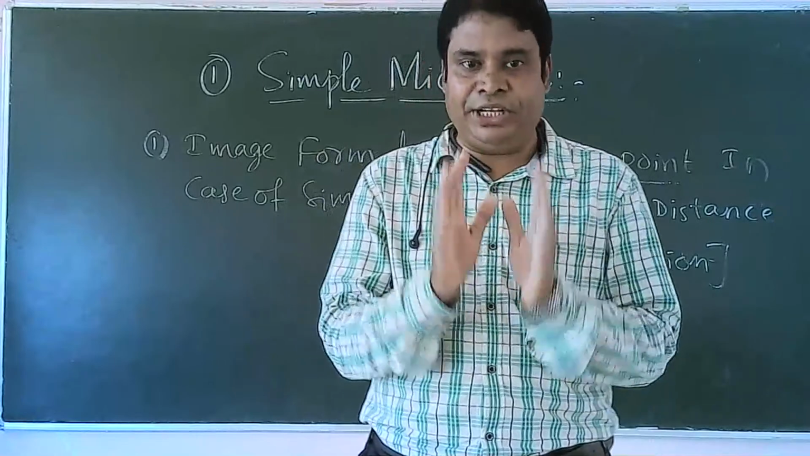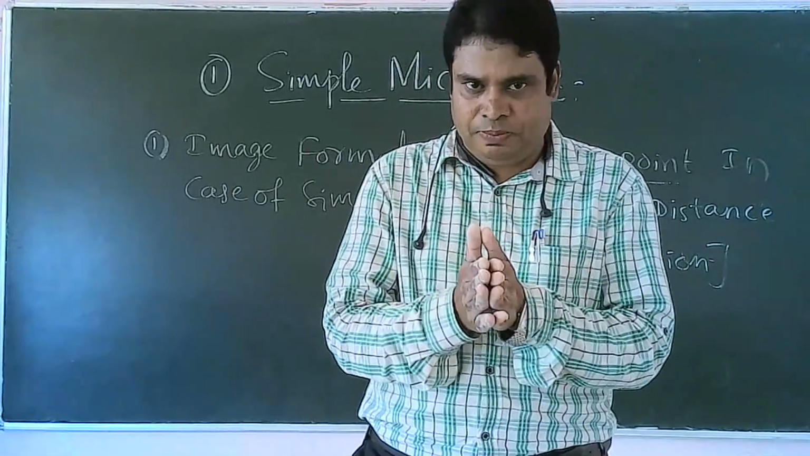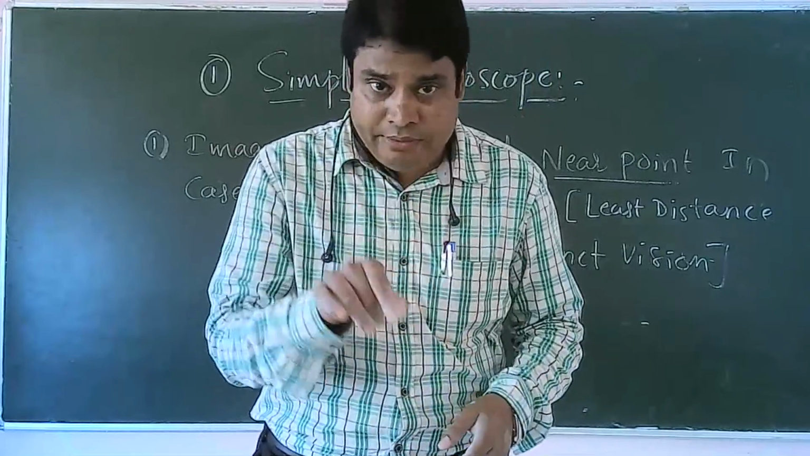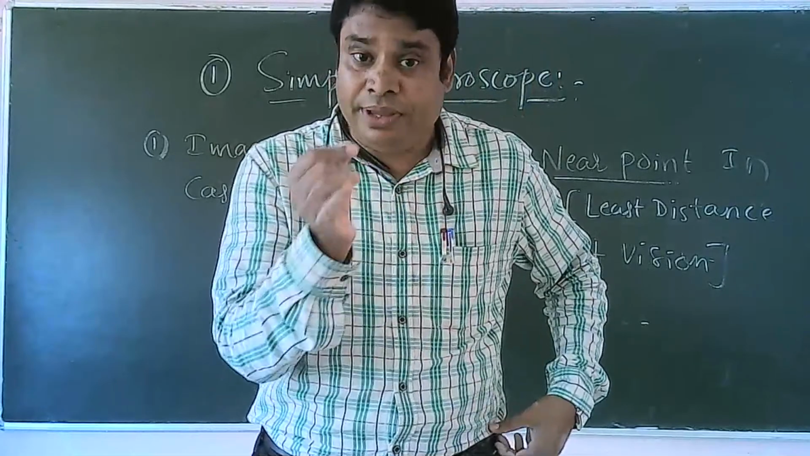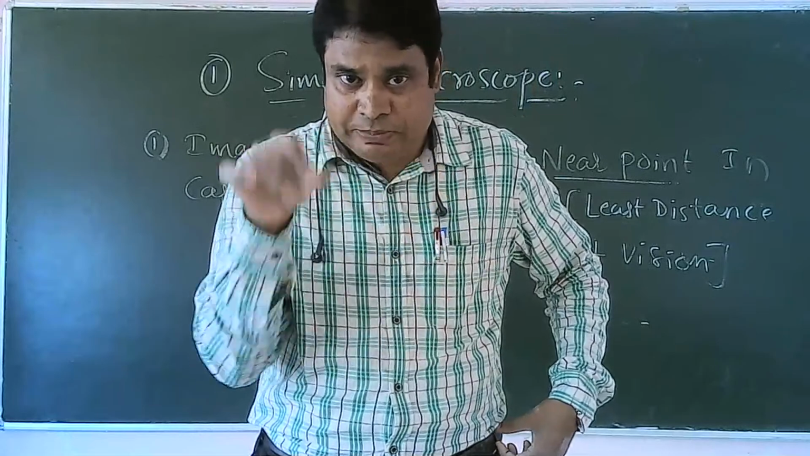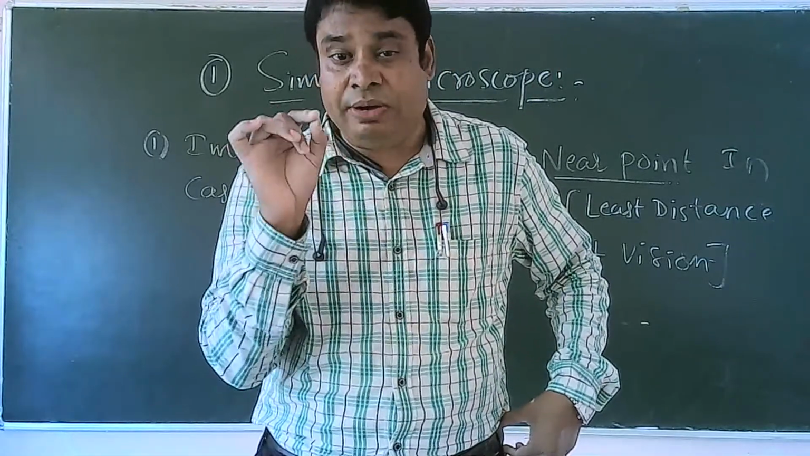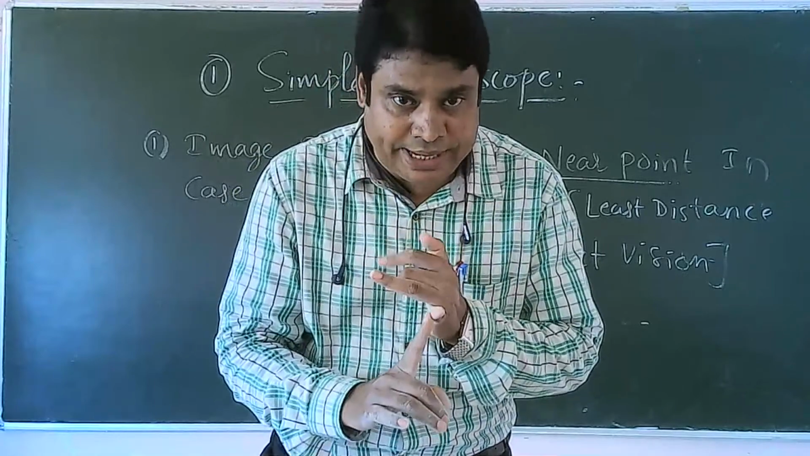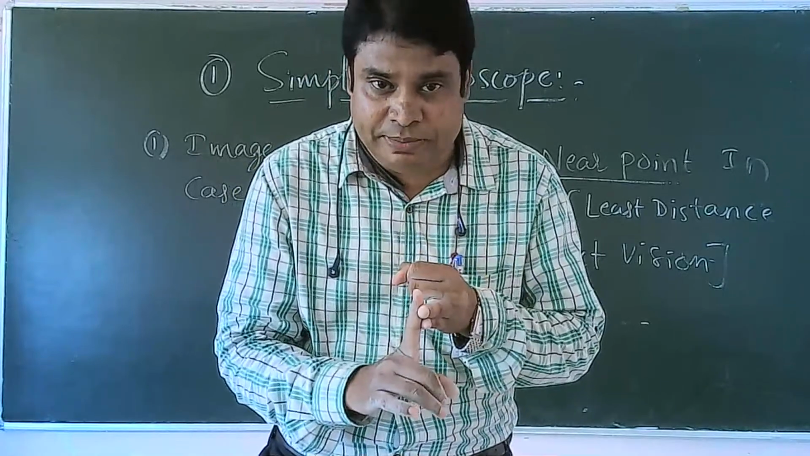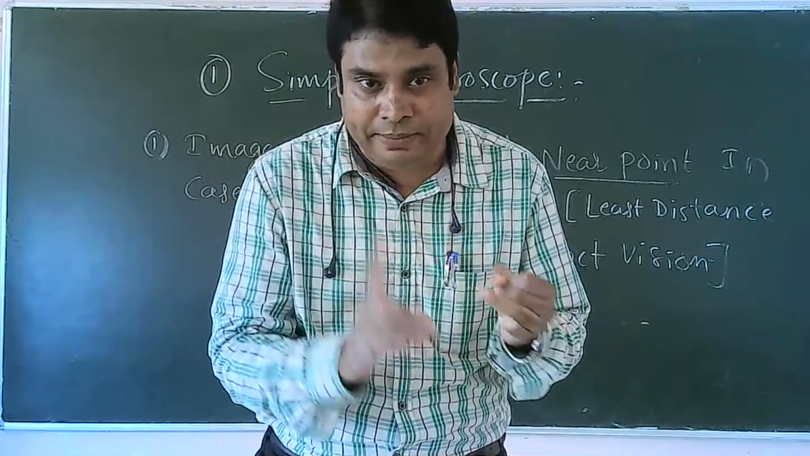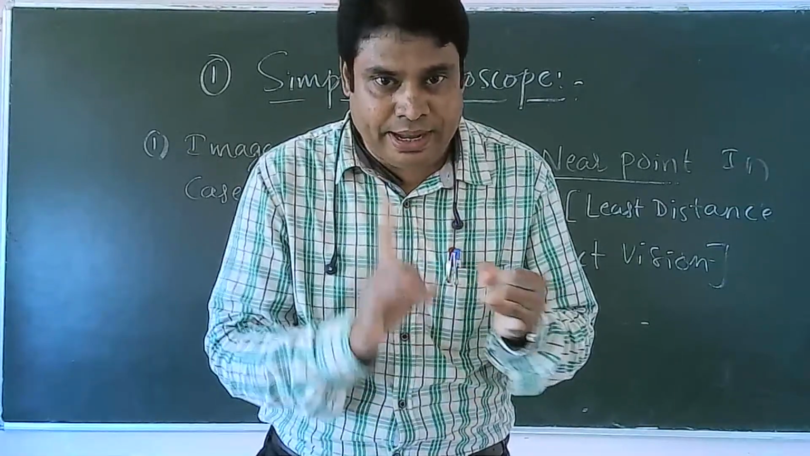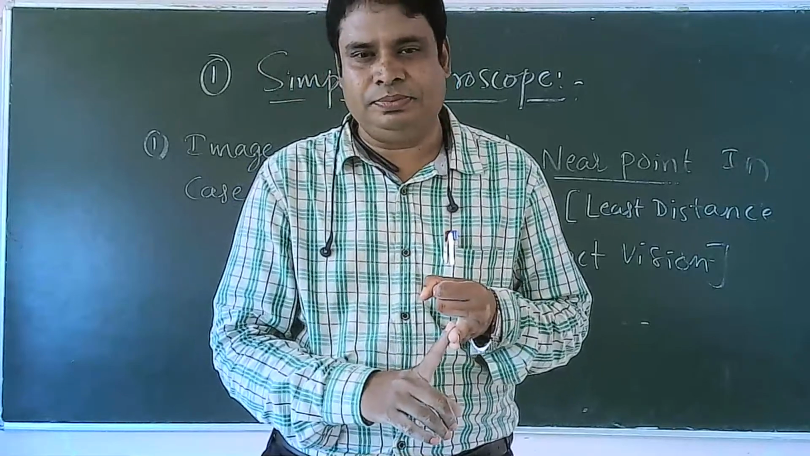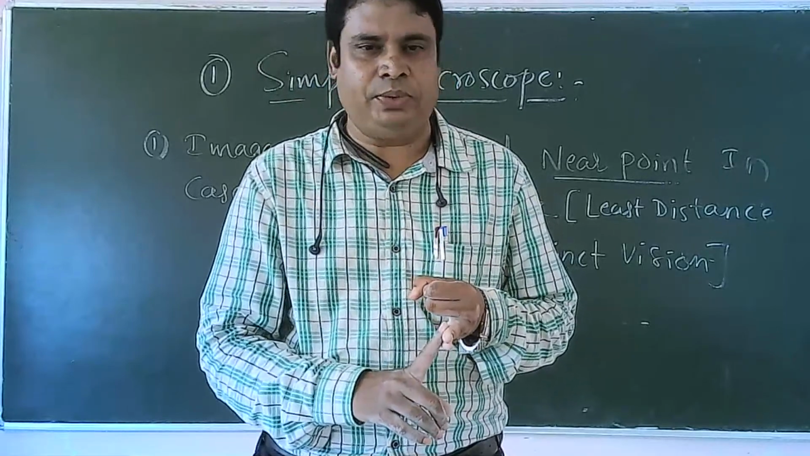Before that, my intention is to tell you, please go through that video where we have studied formation of images when an object is placed in front of a convex lens. Particularly when the object is placed at F and when the object is placed between F and O. Let me repeat. When the object is placed at F and when the object is placed between F and O. Okay? Thank you.